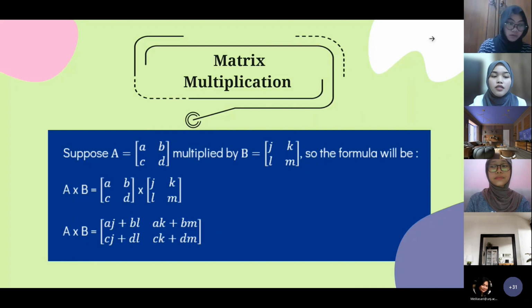This is the example. Suppose matrix A is A, B, C, D multiplied by matrix B, which is J, K, L, M. So the formula will be matrix A multiplied by matrix B. The answer is AJ plus BL, AK plus BM, CJ plus DL, CK plus DM.